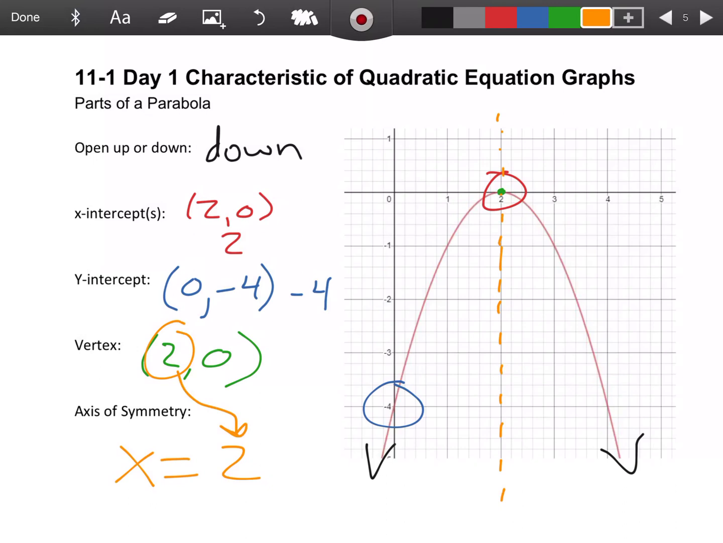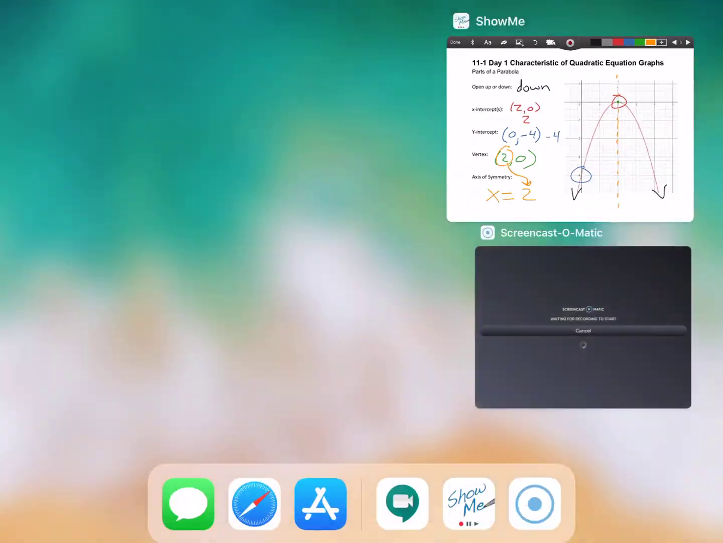So hopefully this gave you plenty of examples to work off of, some pointing up, some pointing down, some that have 0 x-intercepts, some that have one x-intercept, some that have two x-intercepts. They're all going to have one y-intercept, and hopefully the different vertices and the axes of symmetry helped you out. So hopefully these were helpful, and good luck on your assignment.